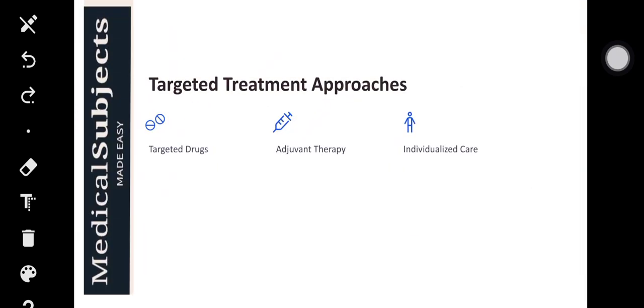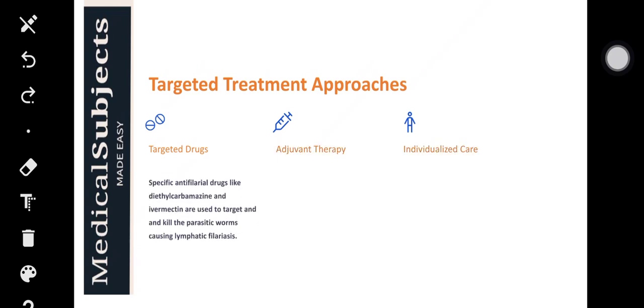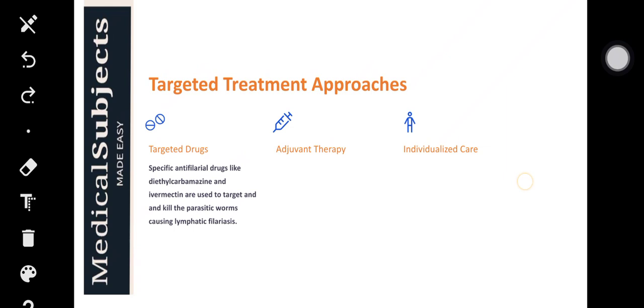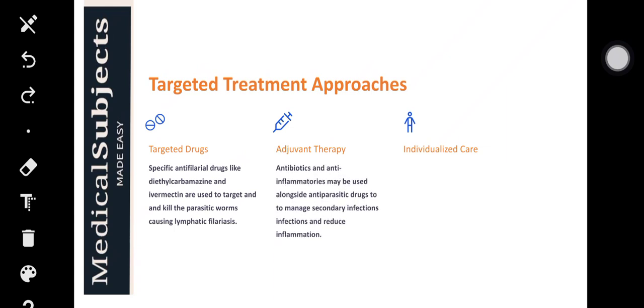So the targeted treatment approach, as we said, the fourth one in MDA. The targeted drugs, adjuvant therapy, and individualized care. Specific antiparasitic drugs like DEC and ivermectin along with albendazole are used to target and kill the parasitic worms causing lymphatic filariasis. Then adjuvant therapy: antibiotics and anti-inflammatories can be used along with these antiparasitic drugs, which are ivermectin, albendazole and DEC. Along with that, anti-inflammatory drugs can be used, and antibiotics to reduce secondary infection are also advocated.